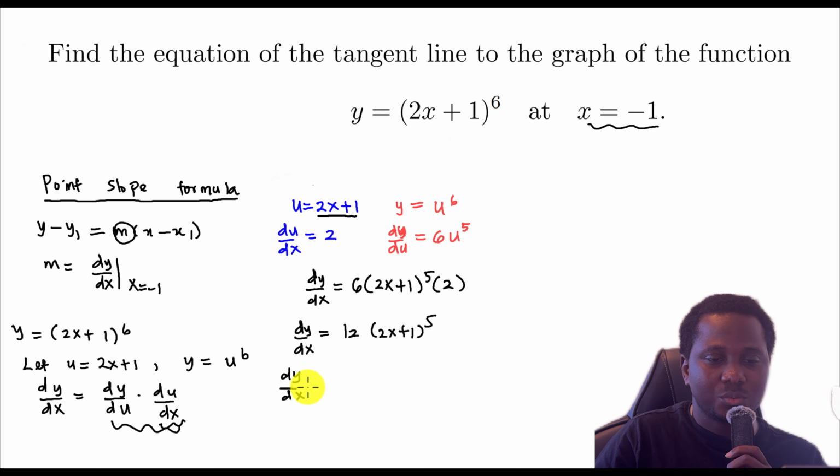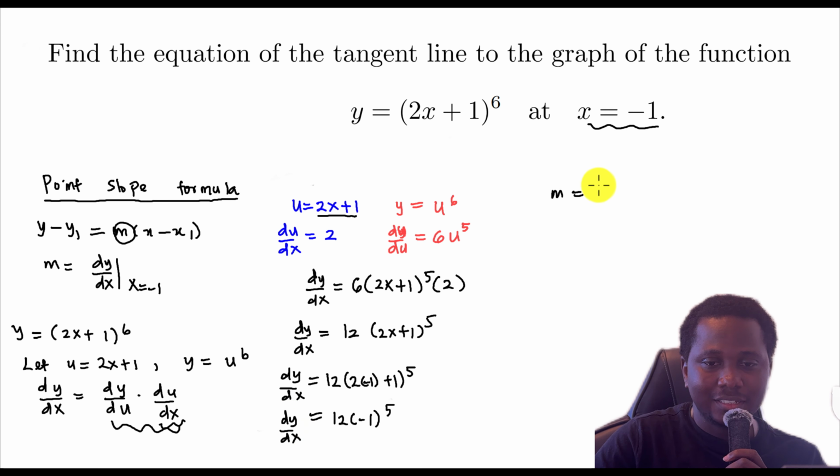So if we do that, we're going to have 12 multiplied by (2 times minus 1, then plus 1) raised to the power 5. If we simplify this, 2 multiplied by minus 1 is minus 2. Minus 2 plus 1 gives us minus 1. So this is going to be 12 multiplied by minus 1 raised to the power 5. This is the slope at point x equals minus 1. So our m here is indeed 12 multiplied by minus 1 raised to the power 5, which is minus 1, which is just minus 12.